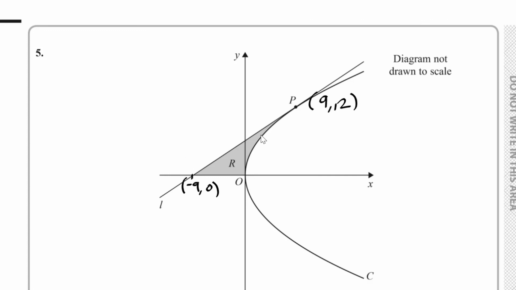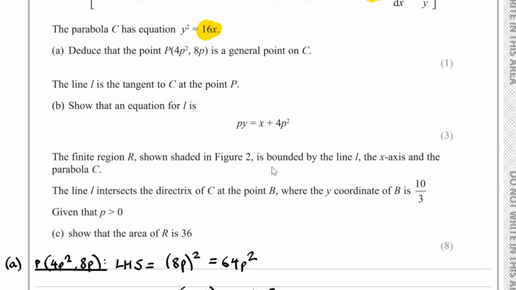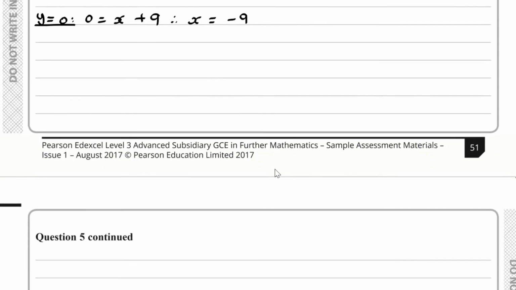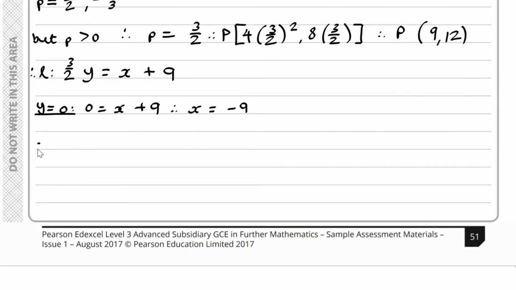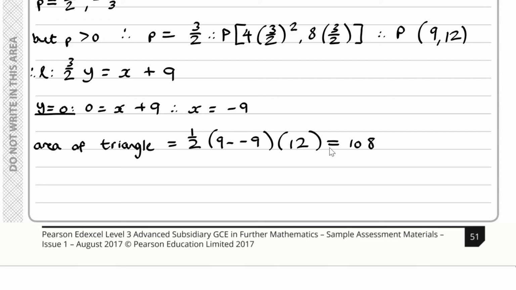Now we can find out the area of the triangle. Hopefully you can recognize that we have a triangle. So the area of the triangle will equal 1/2 lots of 9 minus minus 9, lots of the height 12, which is 108.